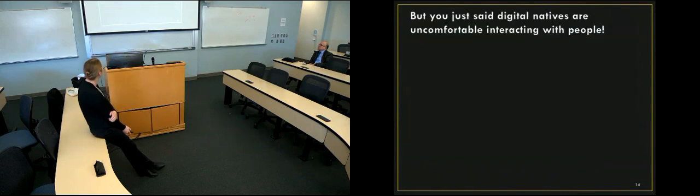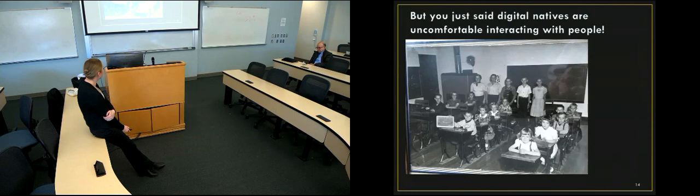Okay. So we say digital natives are uncomfortable interacting with people, right? We've said that all along. So we're going to put them into groups, right? This is a classroom from 1953. My mom is actually in that picture. That's her one-room schoolhouse that she attended. See if you can figure out which one she is. And they all sat in rows. They all looked forward. They all read the book. They all answered the questions individually. There was no group interaction in a one-room schoolhouse.